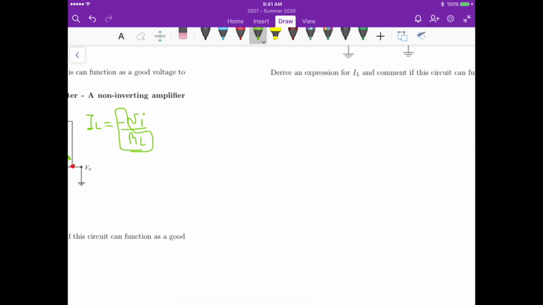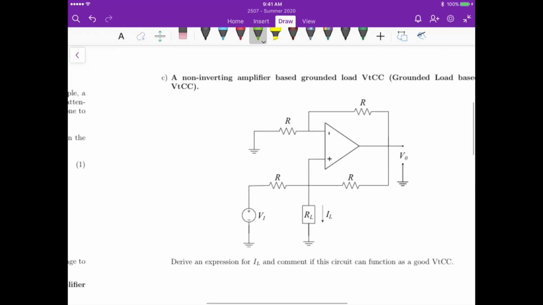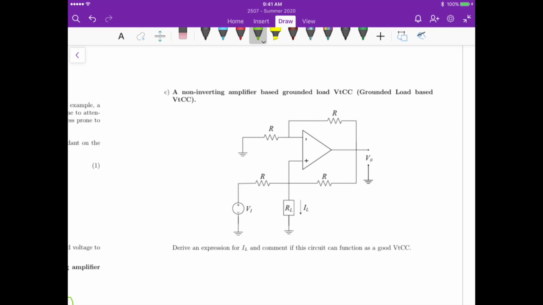Now for the third circuit, this one is more interesting and a little bit more complicated. Again, for this particular circuit, we know that for an ideal operational amplifier, V plus is equal to V minus. There is no current flowing inside the op amp, right? So the first step, we can define what's the value of V minus, okay?